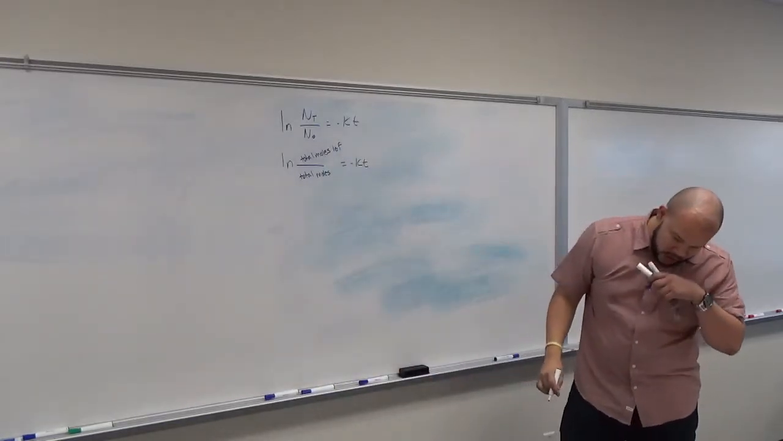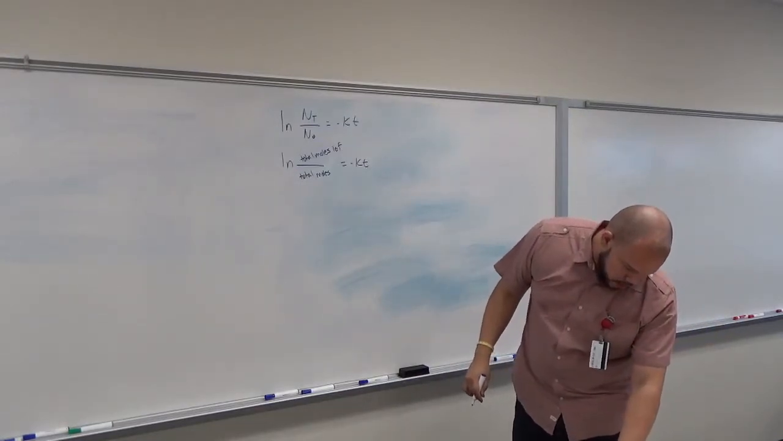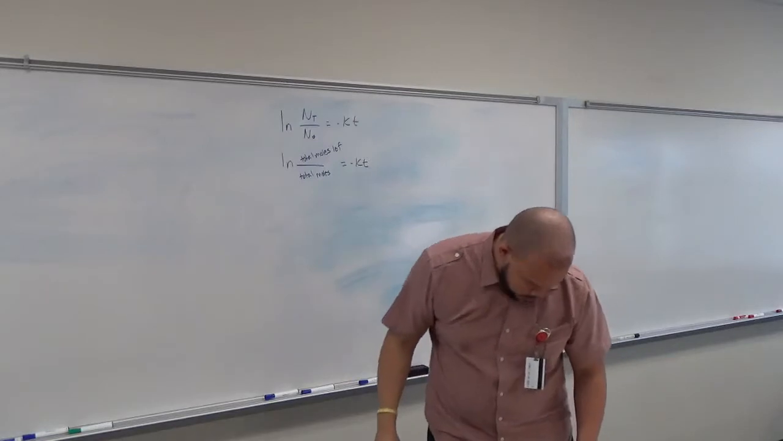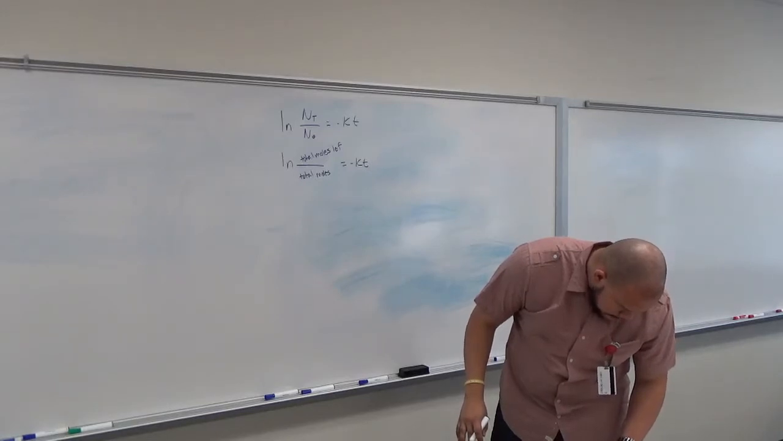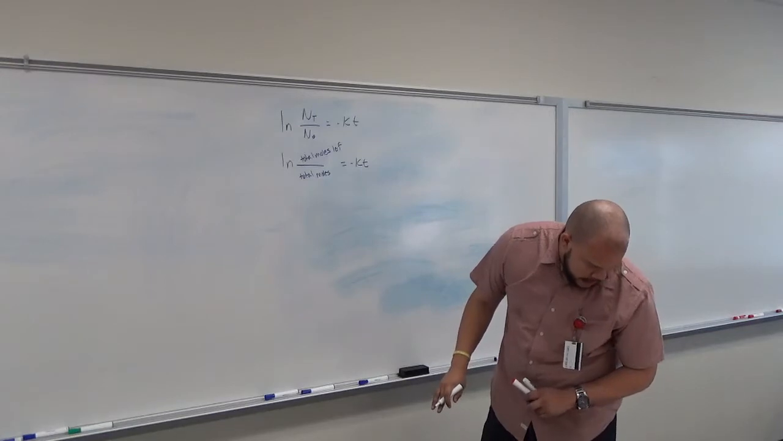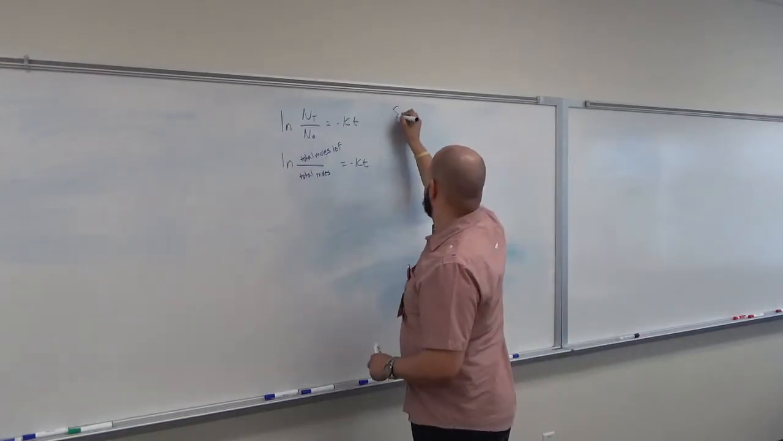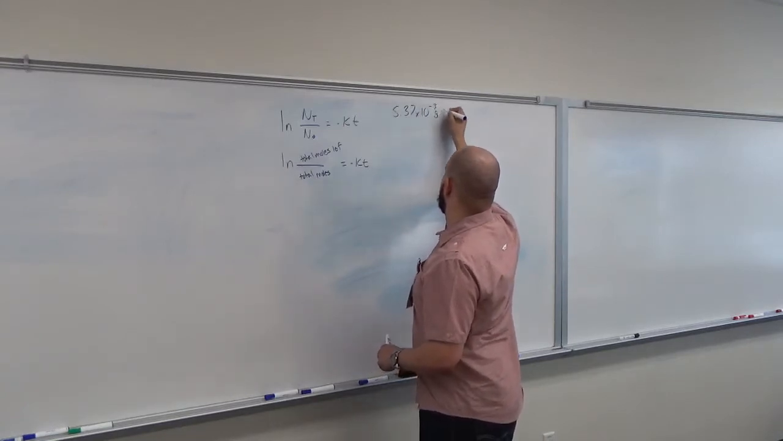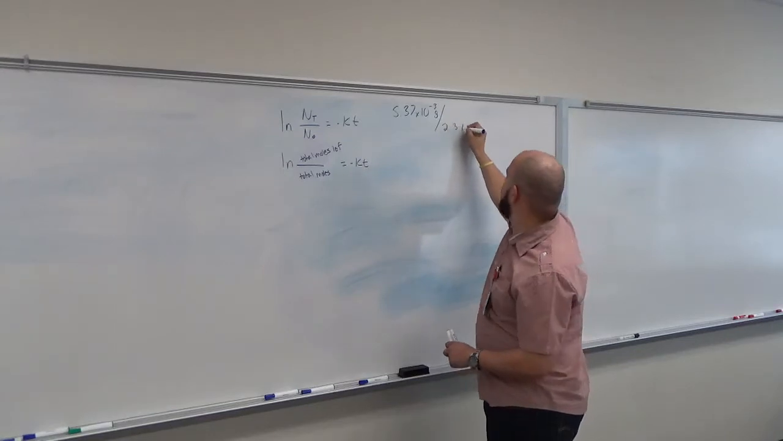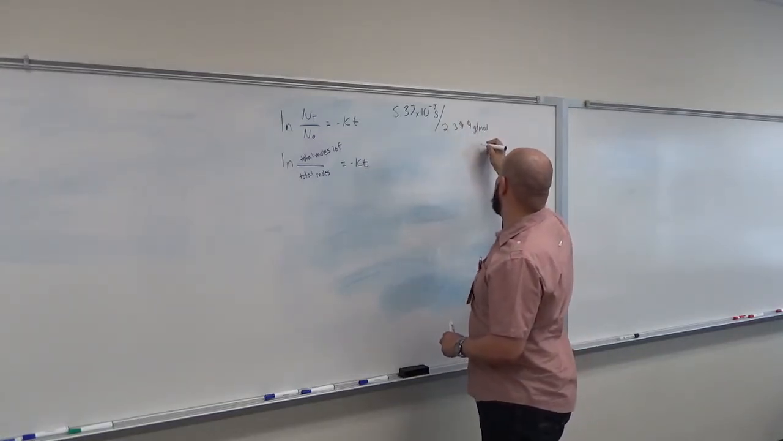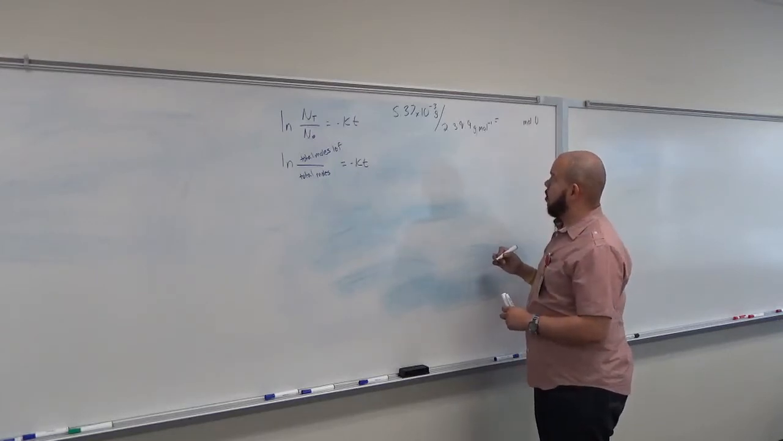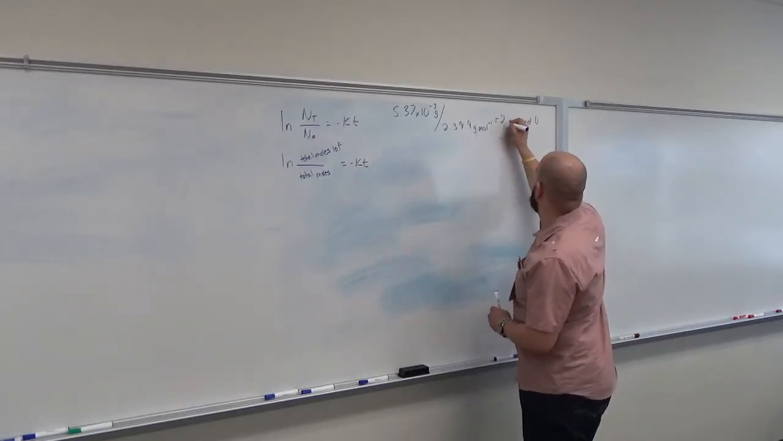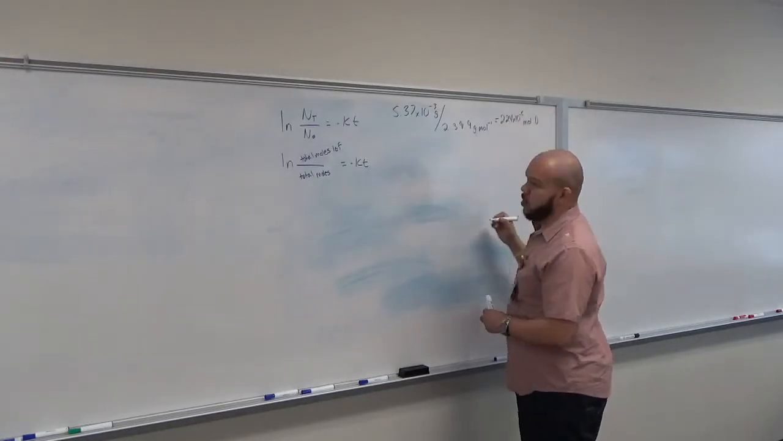So what I did here, I just quickly did the math. 239.9, is that what I used? I did 5.37 times 10 to the negative 3 grams divided by 239.9 grams per mole. I went ahead and did the math on this so that you didn't have to. And then you get the number of moles of uranium. And this value was 2.24 times 10 to the negative 5 moles of uranium.